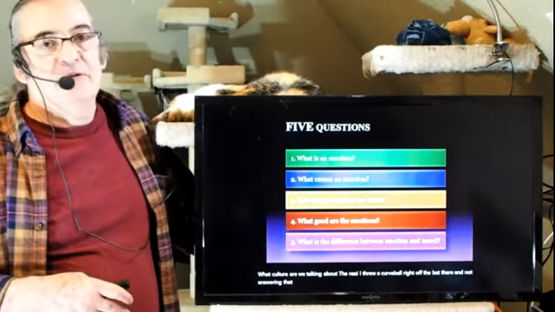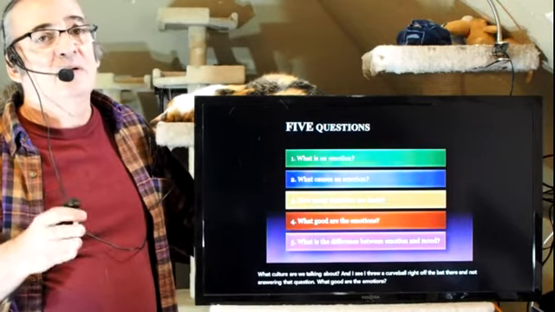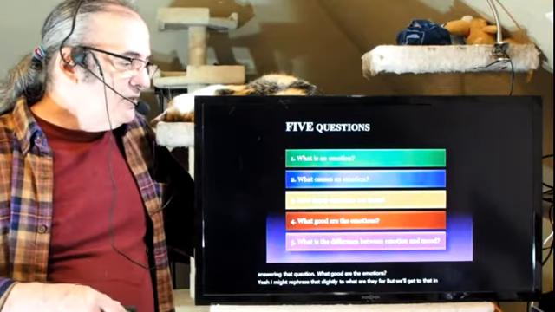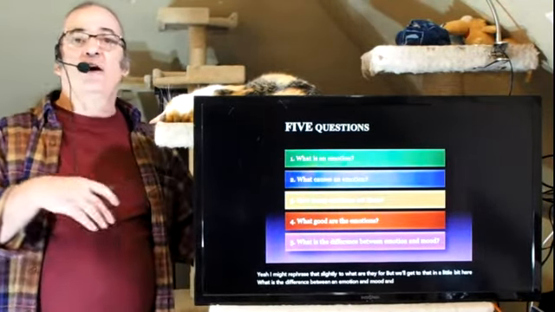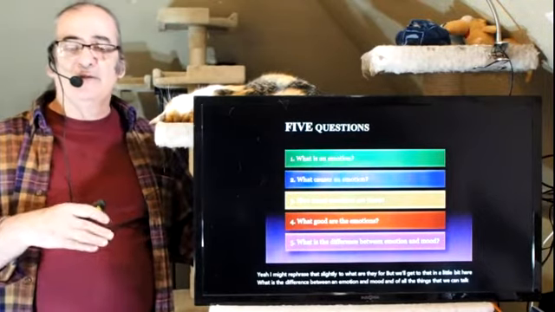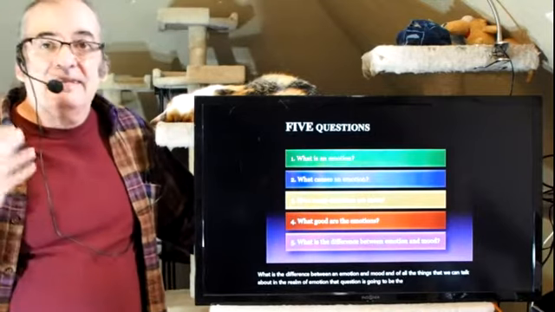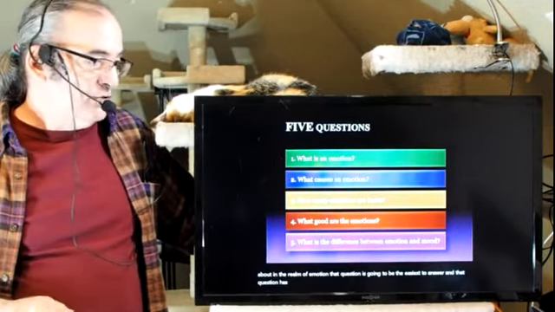What good are the emotions? Well, and I might rephrase that slightly to what are they for? But we'll get to that in a little bit here. What is the difference between an emotion and mood? And of all the things that we can talk about in the realm of emotion, that question is going to be the easiest to answer, and that question has the greatest agreement as to the answer.